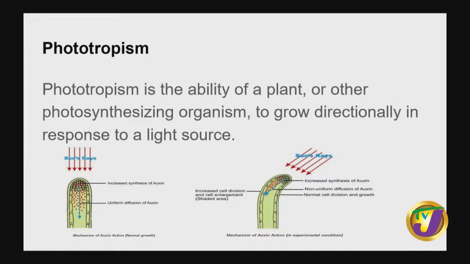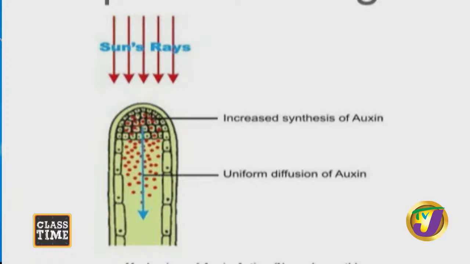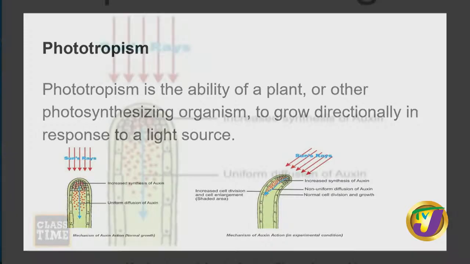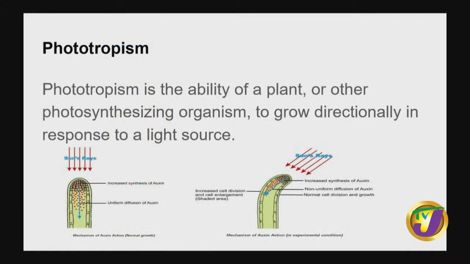And how does this occur? It occurs because of a hormone known as auxin. And this hormone is present in the growing tips of plants, whether the stem or the roots. Now, if the light is shone directly above the plant, the auxins are going to be uniformly distributed throughout the stem. And so all the cells in the stem are going to elongate at the same rate. So therefore, the plant grows straight up. However, if the light source is from one direction, the auxins are going to diffuse to the shaded area of the plant.